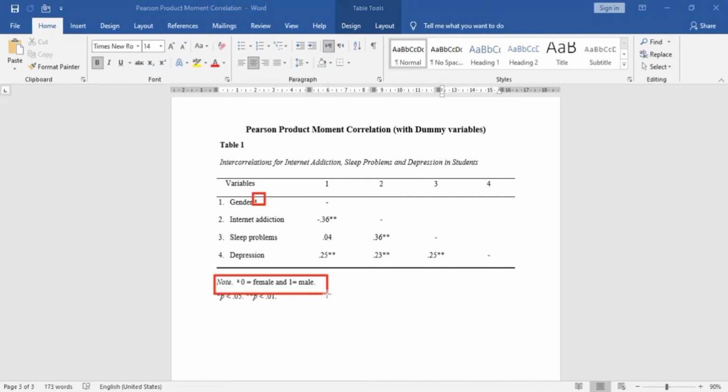So you have to write like this. If you do not write it, it will not be understandable. The remaining table will be the same. You just have to write the dummy coding in the note. Similarly, you will write the probability values. One asterisk means p is less than 0.05 and double asterisk shows p is less than 0.01. So these are the tables. Thank you very much.